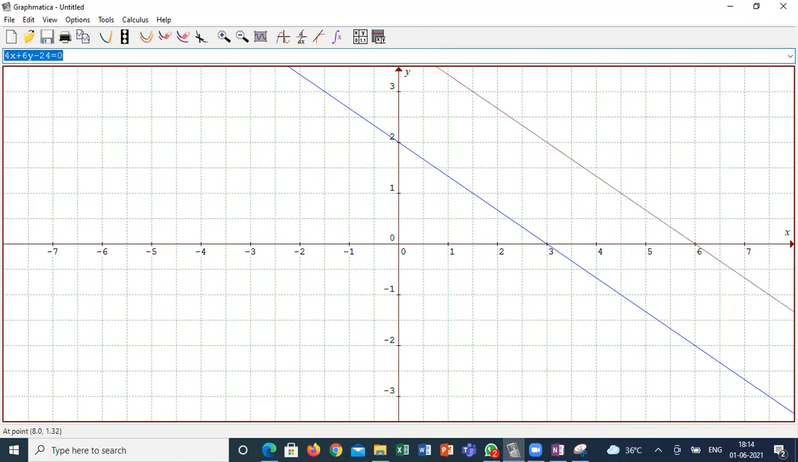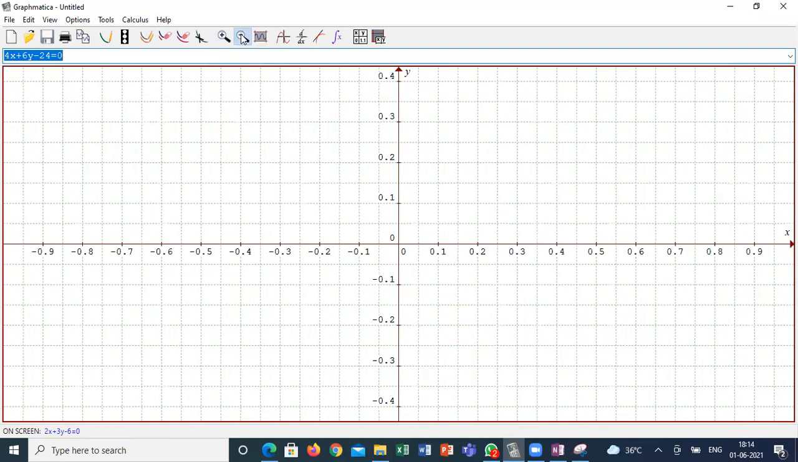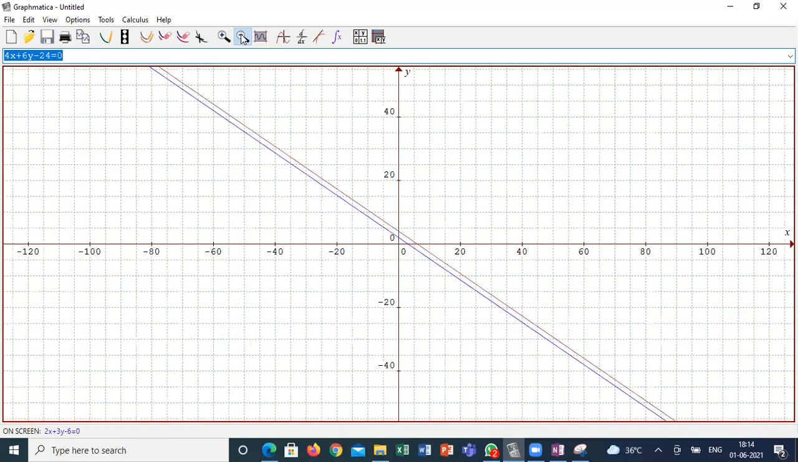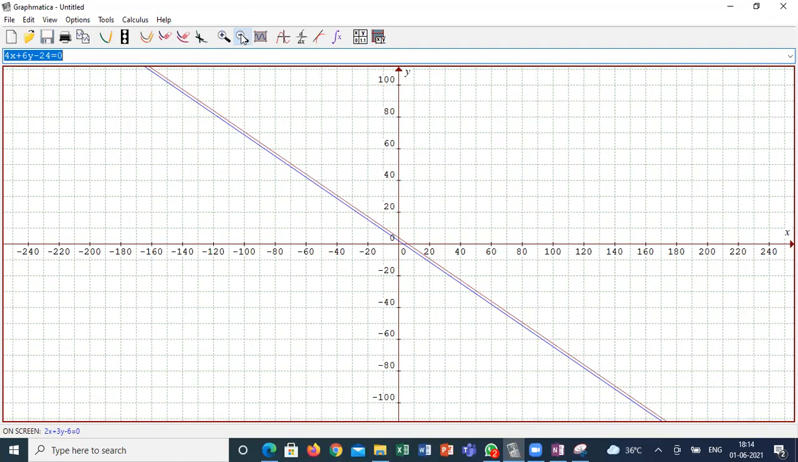See here, these two equations represent parallel lines. Even if I am zooming in and zooming out, these two equations will never intersect each other. I'm taking up 240 points on the x-axis, and it never intersects at any point. So what is the conclusion here? The equations do not have a common solution.